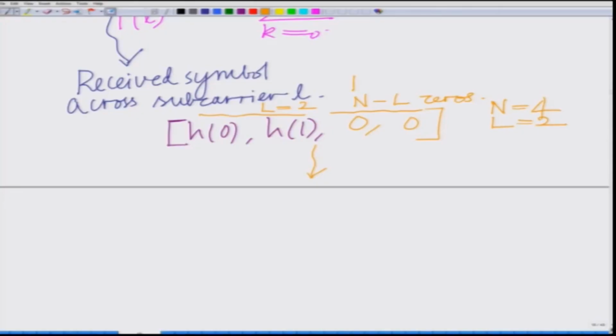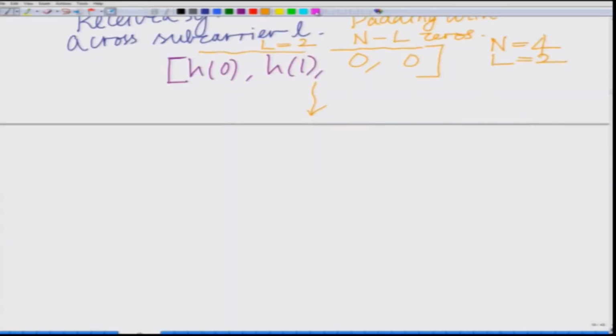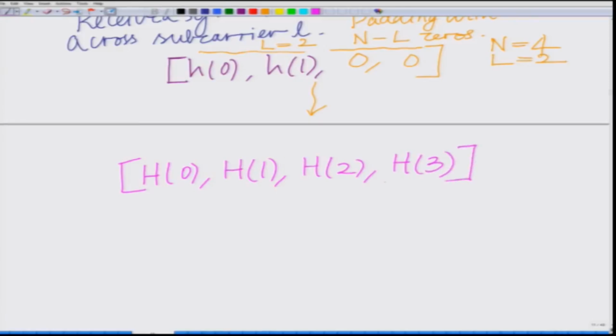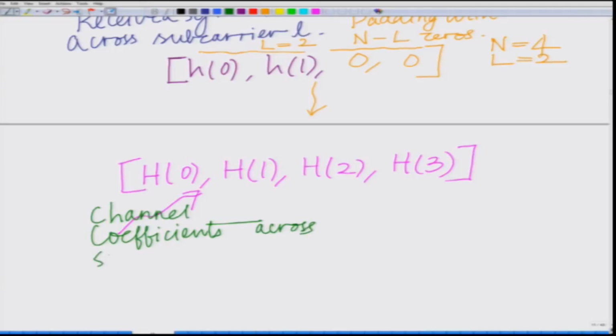So, padding with n minus L zeros, and now you take the FFT of this to give you capital H0, capital H1, capital H2, capital H3, and these are the coefficients across the subcarriers. These are the channel coefficients across the subcarriers.